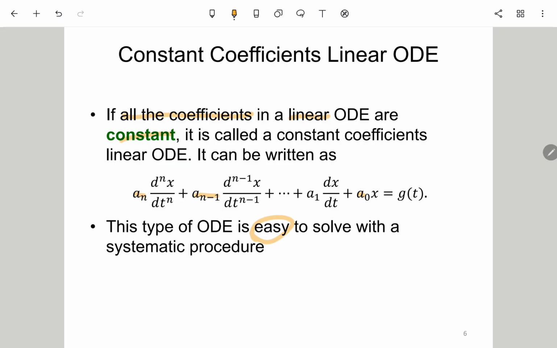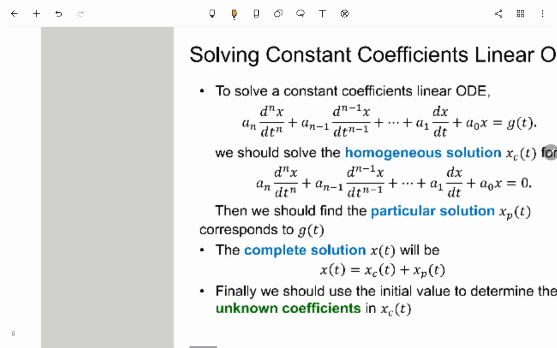If you just follow the procedure, you don't need to think about what method to solve this differential equation, because for solving differential equations, there are many different methods for different kinds of differential equations. But for this specific part, namely the constant coefficient linear ODE, you don't need to think about anything, you just apply the 3 steps, and then you can solve the constant coefficient linear ODE. So that's why I say easy here, to solve with a systematic procedure. Just follow the steps, then it will be done.